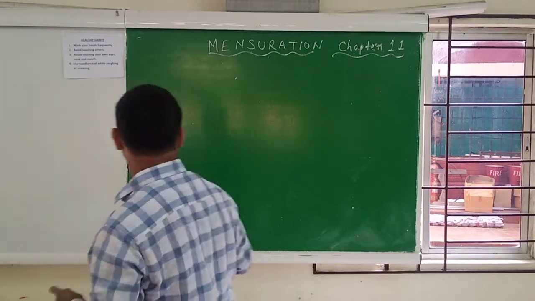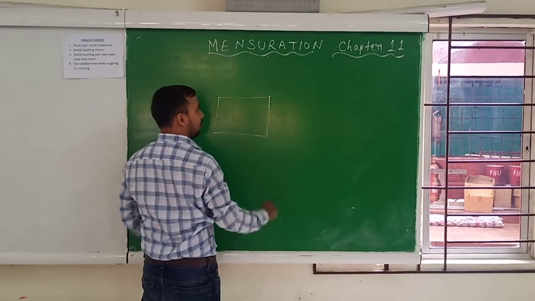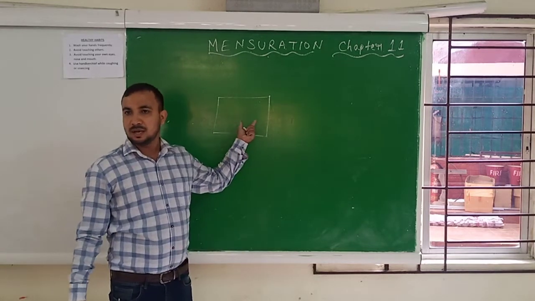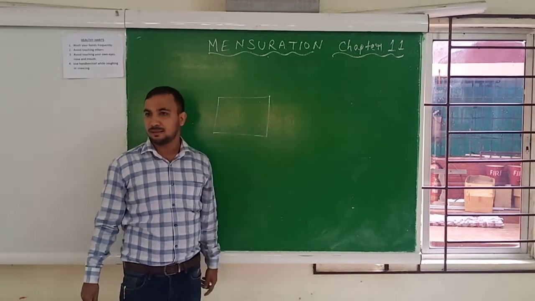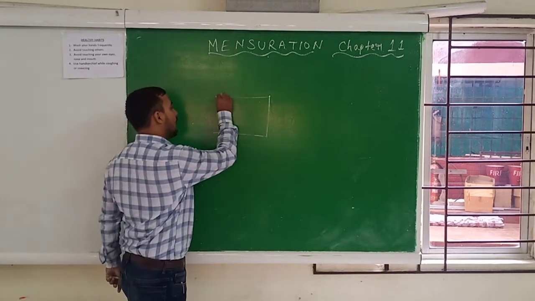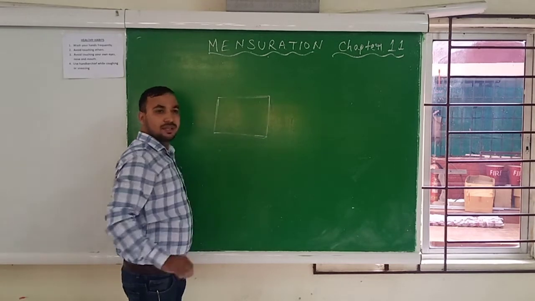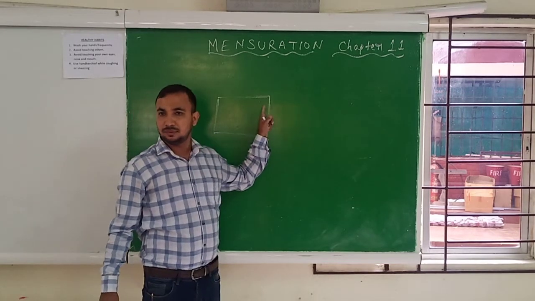Suppose now I give you a quadrilateral or whatever figure you tell. I gave a figure with 4 sides. Now if you want to find the perimeter, it means the boundary. This boundary. Perimeter means only the boundary.